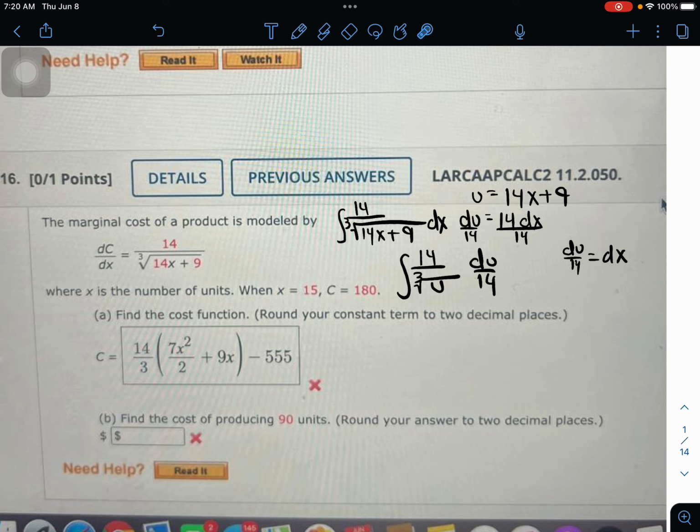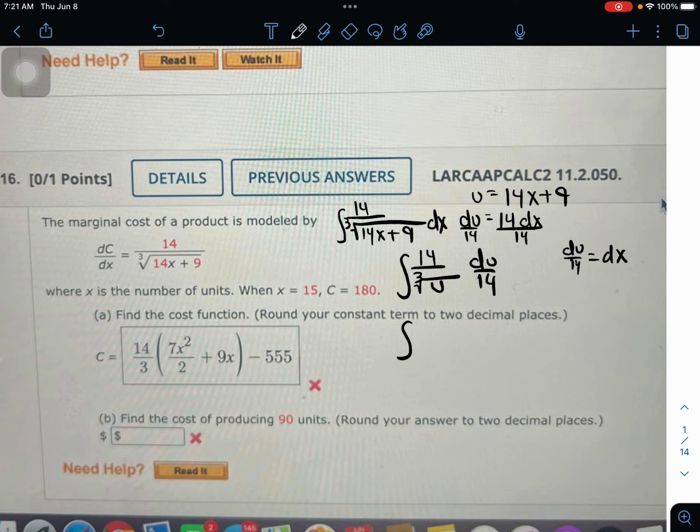Now, this is what I have right here. There's a few more things I can do. You see this right here? Dividing by 14. If I'm dividing by 14, it's the same as multiplying by 1 divided by 14. So I'll go ahead and write that out.